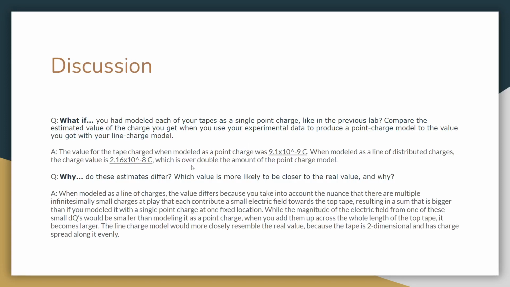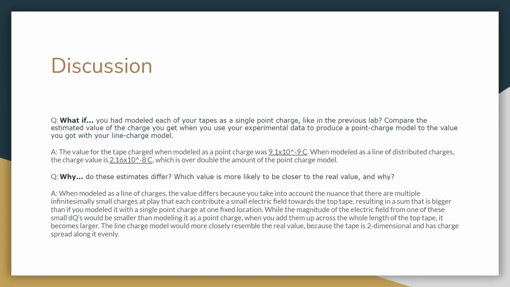And why do these estimates differ? Which value is more likely to be closer to the real value, and why? So basically, when modeled as a line of charges, the value differs because you take into account the nuance that there are multiple infinitesimally small charges at play that each contribute a small electric field towards the top tape, resulting in a sum that is bigger than if you modeled it with a single point charge in one fixed location.